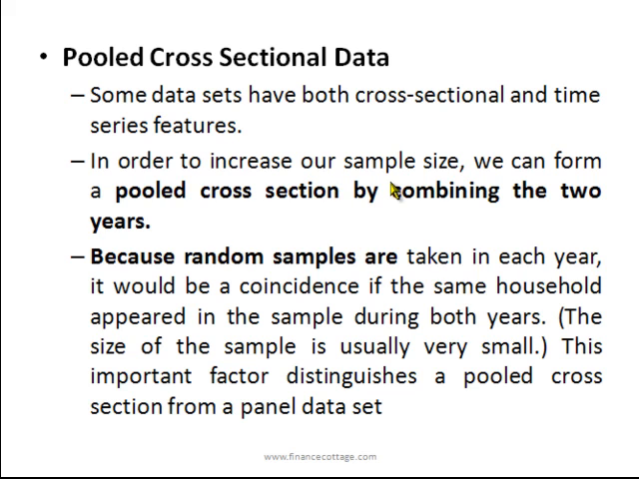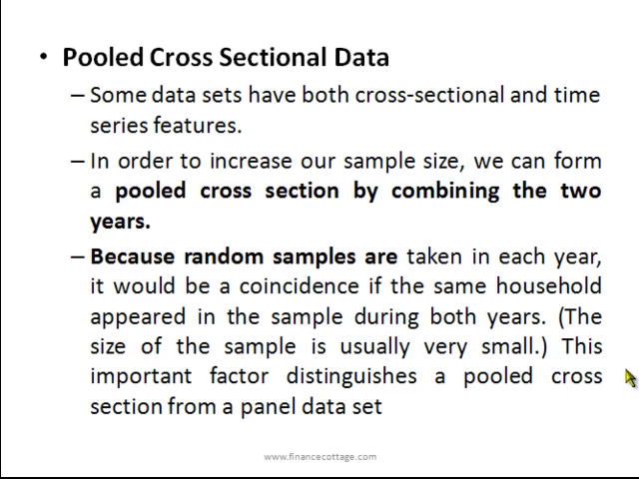Because random samples are taken here, it would be a coincidence if the same household appeared in the sample during both years or repeatedly in different years. So this is the quality of pooled data which makes it distinct from panel data.